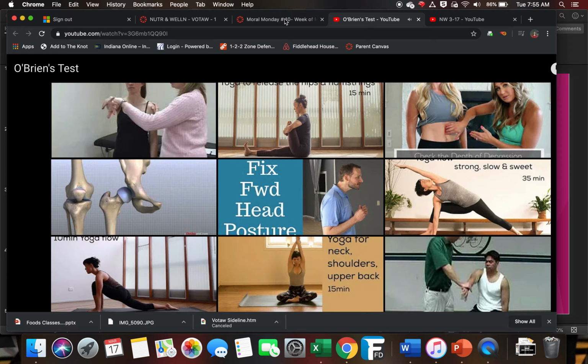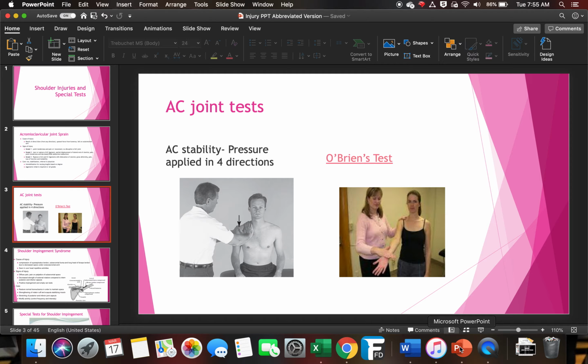Okay, and they said suspicious for labral tear, but also for AC joint instability. Okay, so that's O'Brien's test. Like I said, I'll give you all of that typed up at the end.